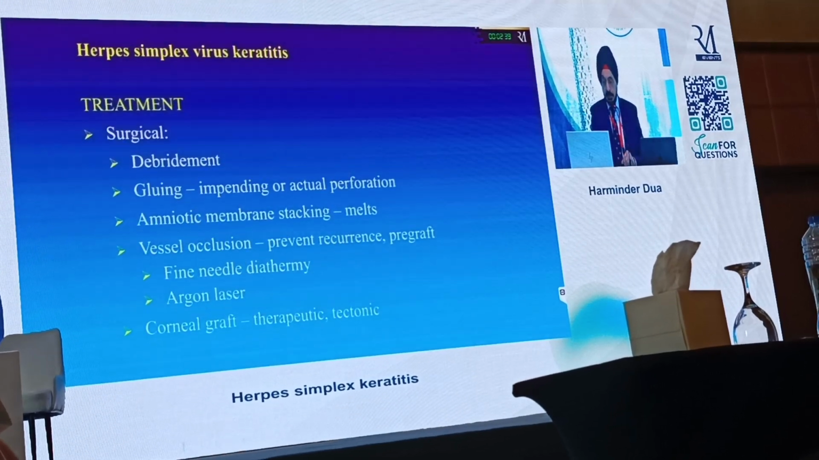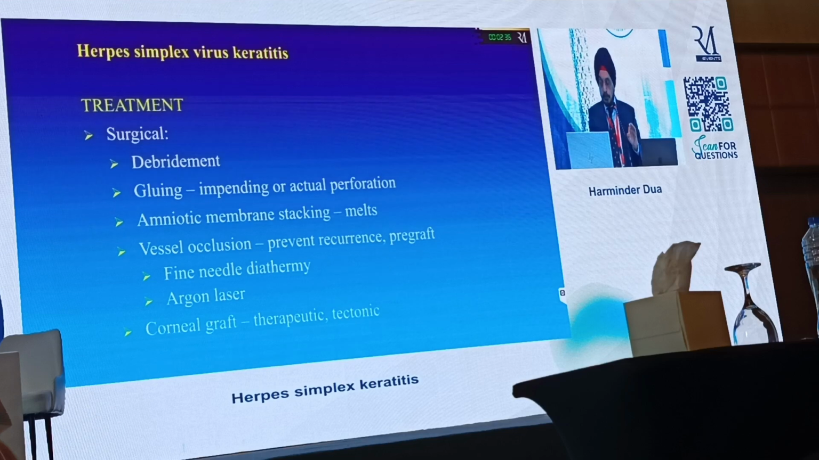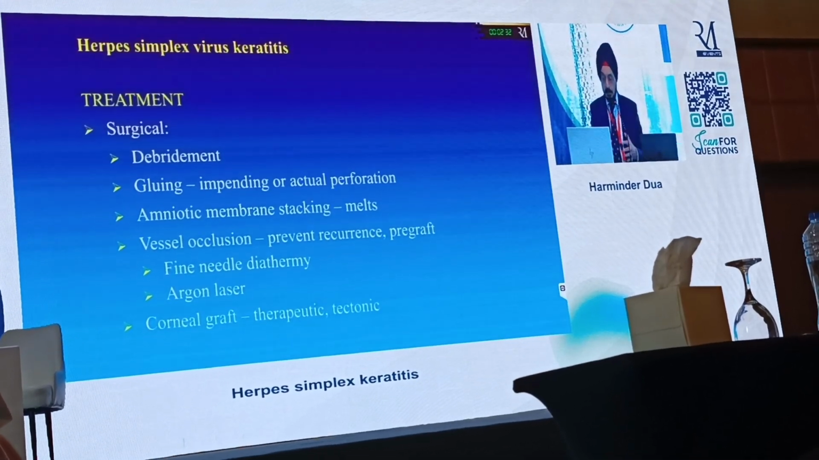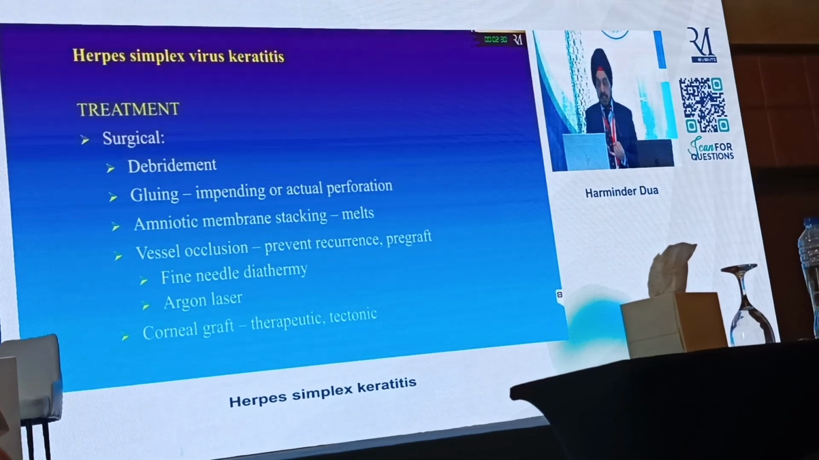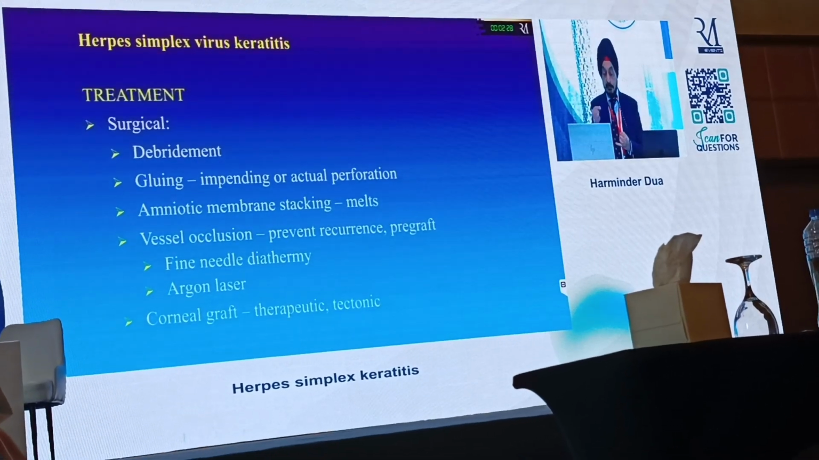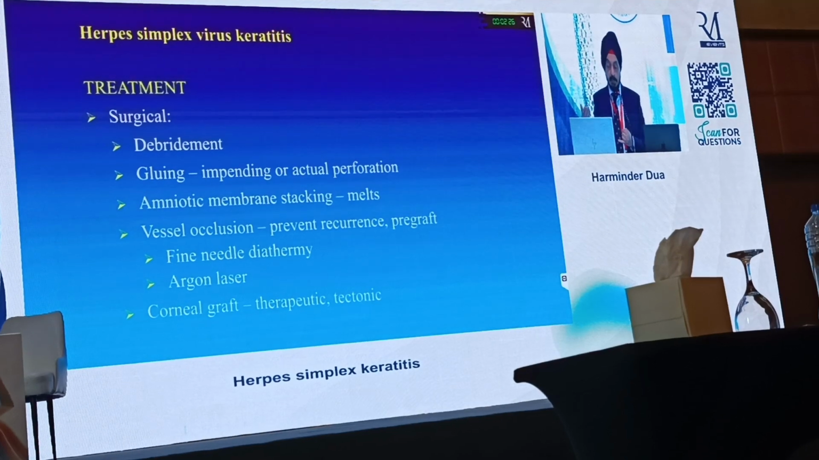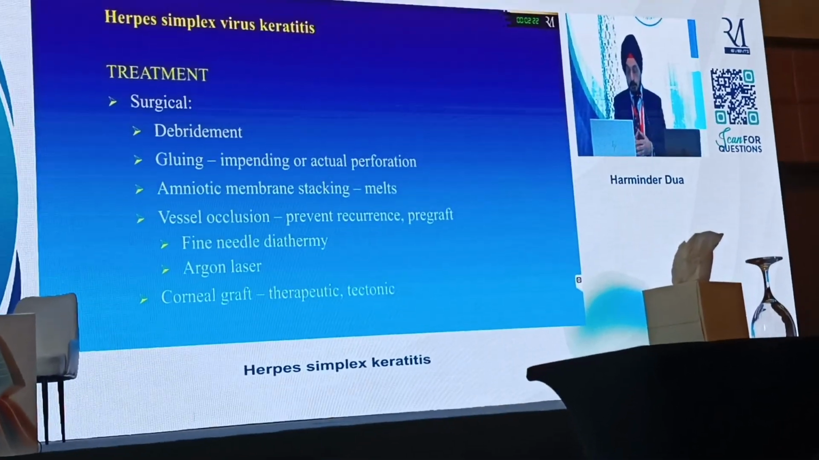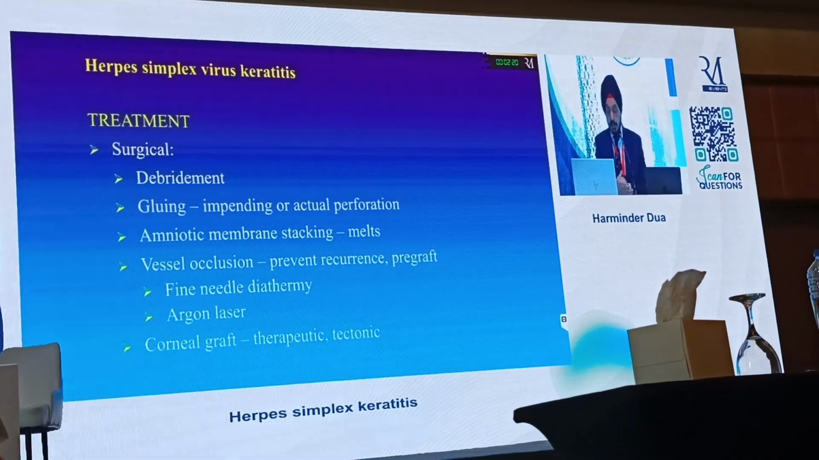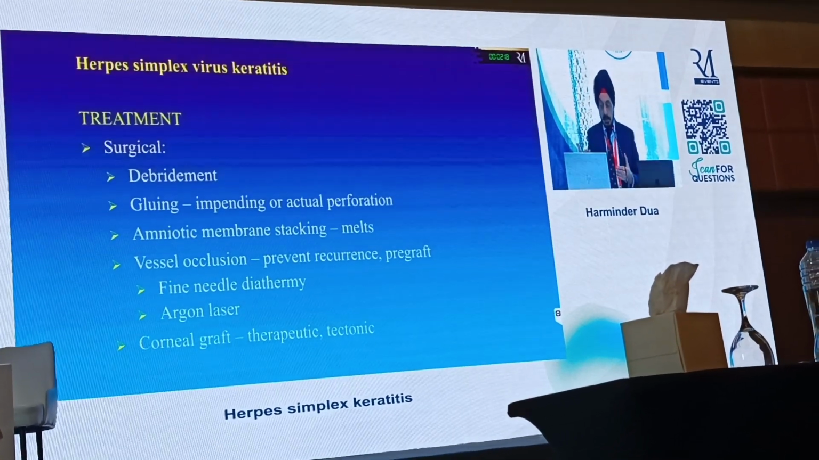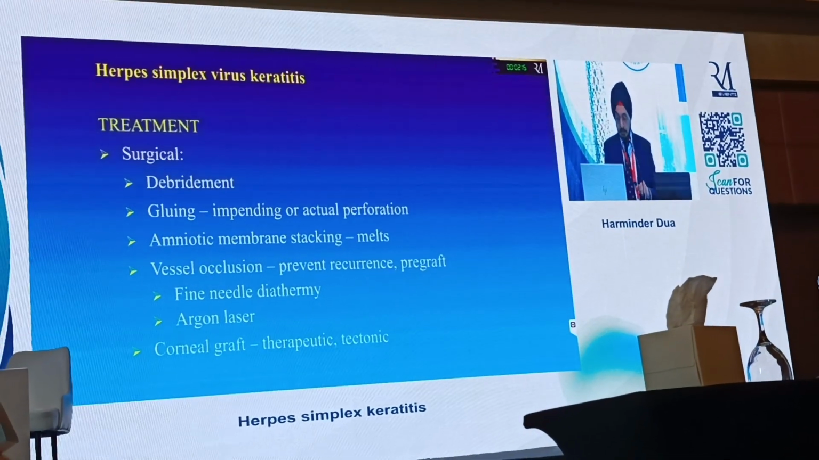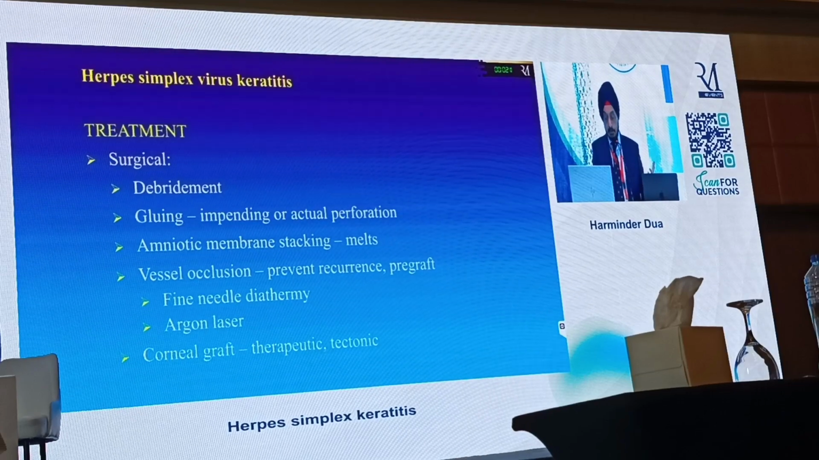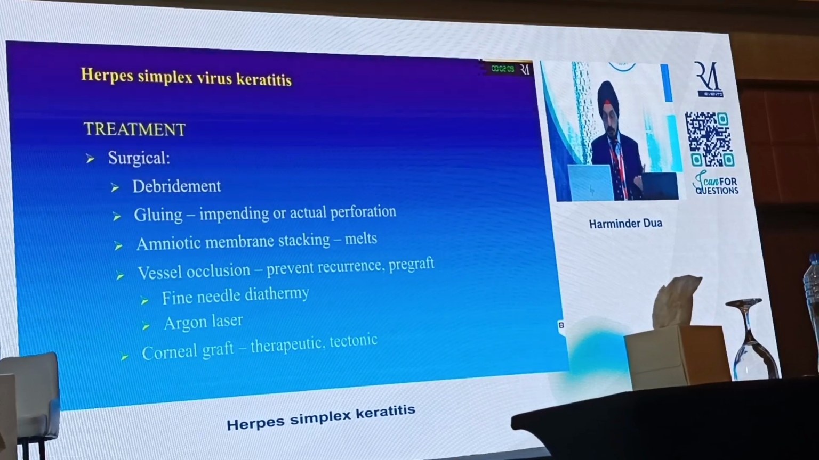We've already covered that. But you often have to resort to surgical treatment, and there's a whole host of those, and this will be covered in many different ways. You can do mechanical debridement, surprisingly very effective in treating without having to use any drugs. Gluing if there's impending or actual perforation, amniotic membrane. You have to occlude these vessels, and I'll show you that and make one comment on that. And of course, when you're doing corneal grafts, often therapeutic or tectonic grafts, the recurrence rate is higher, so one has to bear that in mind.